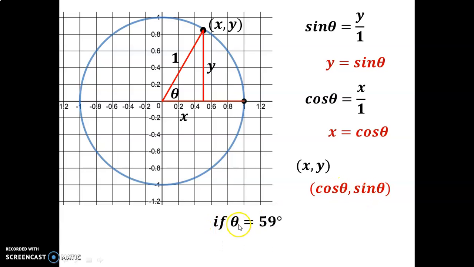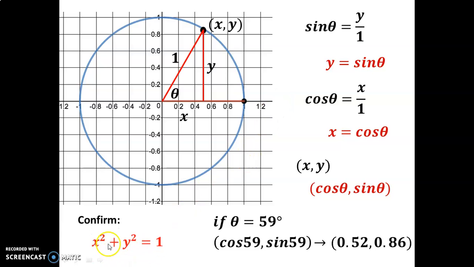So for example, if theta was 59 degrees, that angle is 59, we could find this coordinate by doing cosine of 59, sine of 59, and then we would have this exact location on this circle. In this case, it works out to 0.52 and 0.86. And when you look at the diagram, that makes sense. The x value is about 0.52, the y value is about 0.86. Great.